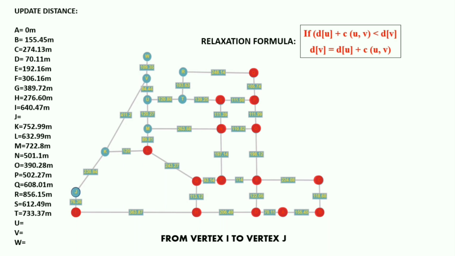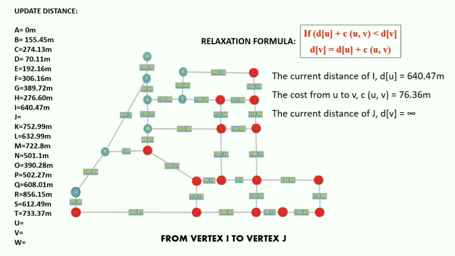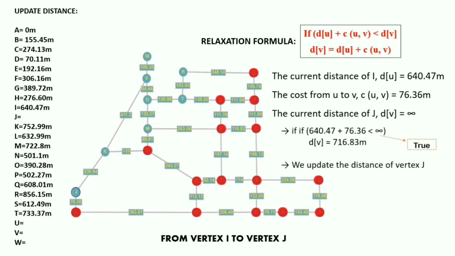From vertex I to vertex J, the current distance of I is 640.47 meter, while the cost from U to V is 76.36 meter, and the current distance of J is infinite. So this is the condition. It is true, so we will update the distance of vertex J.